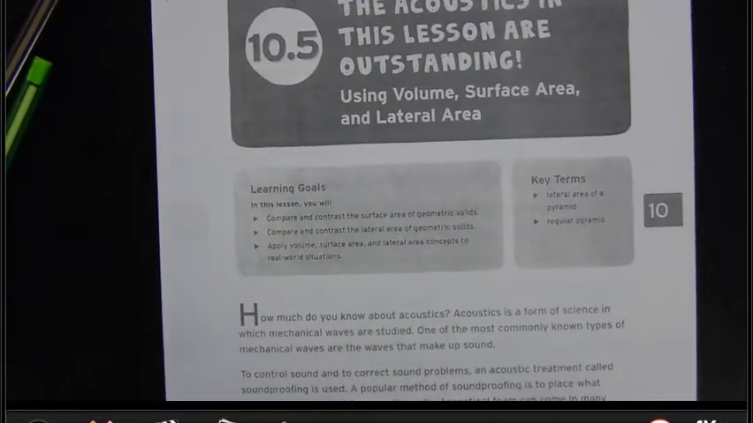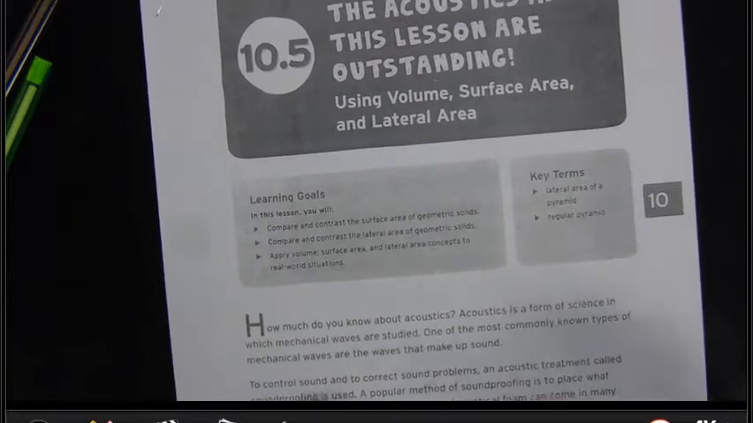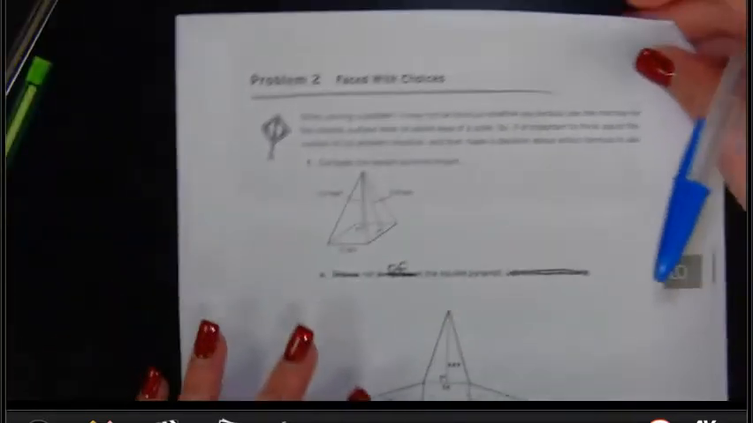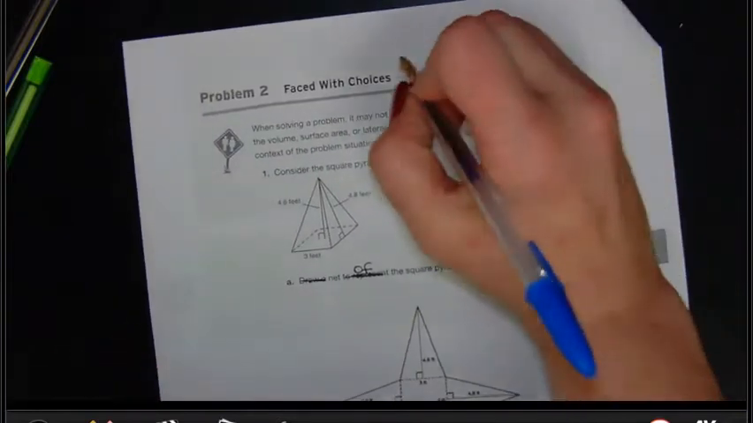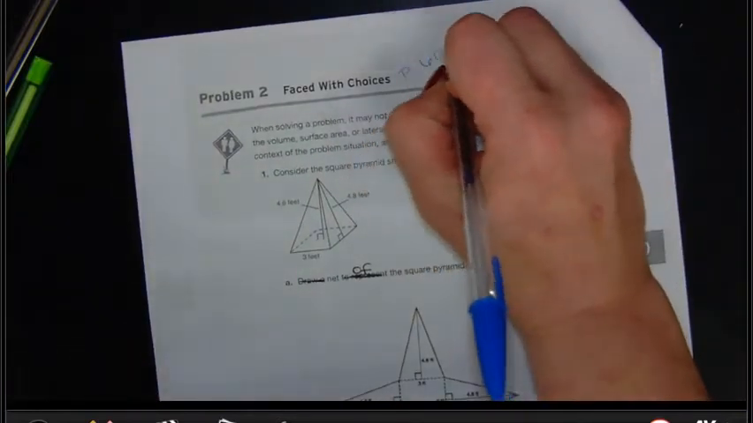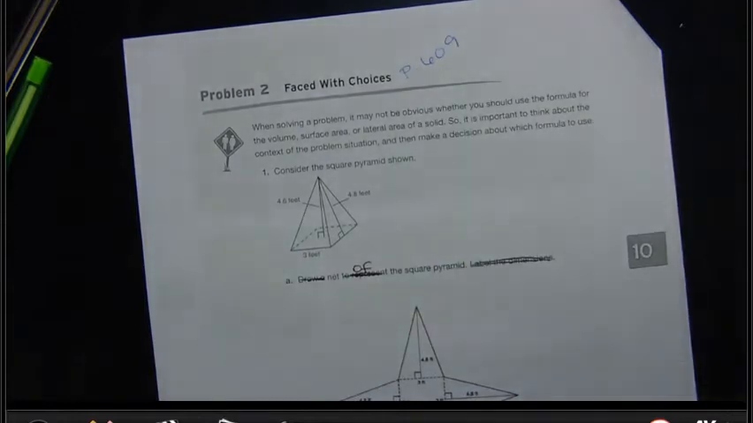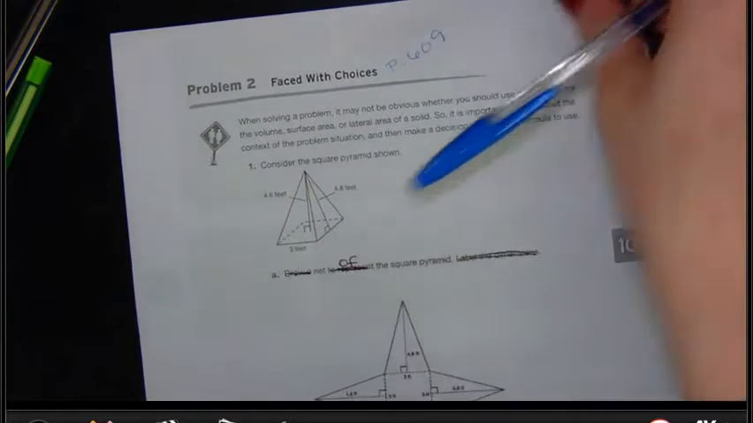All right, if you would please open up your textbooks. We're going to be in section 10.5, and we are actually going to be looking at problem number 2, on page 609. Okay, we're looking at page 609 at problem number 2.